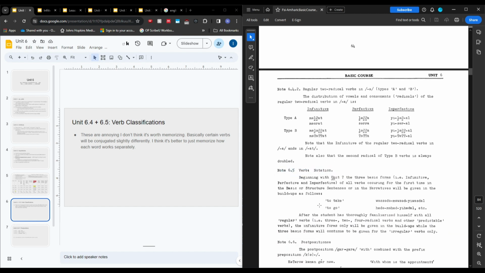6.5 is saying that from now on in the textbook, there's going to be a certain format that they introduce new verbs, and it's going to be a version of showing the infinitive, perfective, and imperfective. So the example here would be for the word to take. Weseda is the perfective of this word, and it's for 3rd person masculine, so it's he, and in this case it's he took. Mowesid is the actual infinitive version of to take, so to take and mowesid are equivalent in meaning.